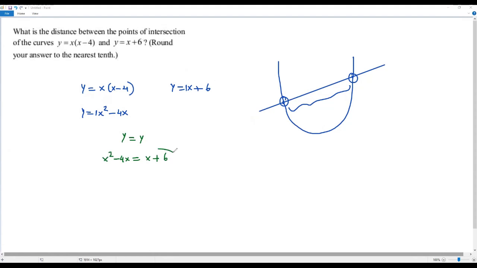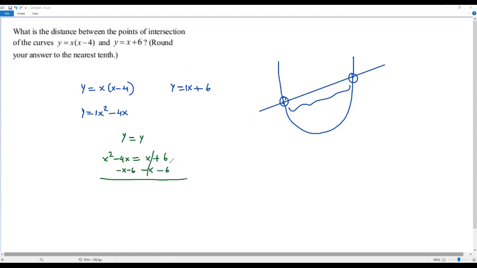Now we have a quadratic equation in the variable x. To solve for x in this quadratic equation, we can get it into the standard form, ax squared plus bx plus c equals 0. That is, we have to get everything on one side of the equation. On the other side, we must have 0. Now let me get rid of the terms on the right side. Let me subtract x from both sides, and also subtract 6 from both sides.